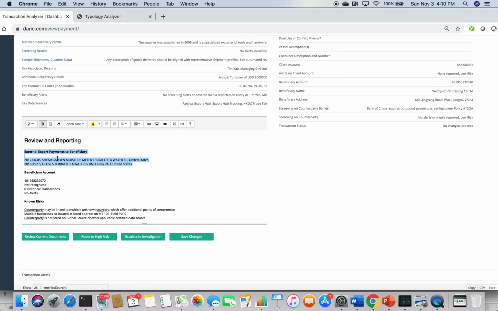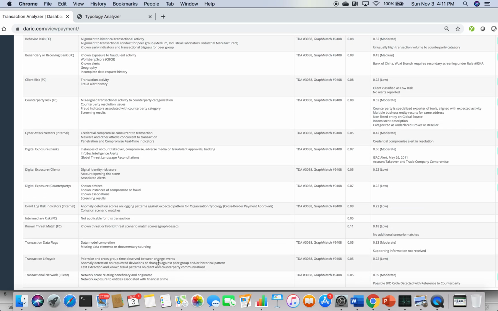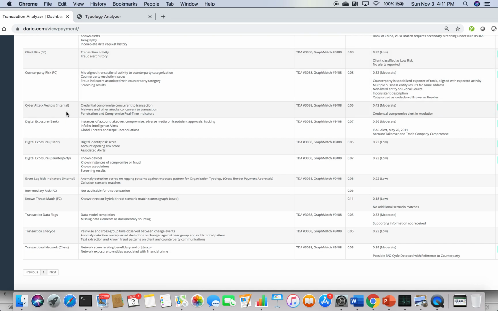We also already have a view of some of the risks, but the holistic picture is to be found in the transactional risk assessment, which looks at everything from behavior expected for this client, expected counterparties, and the categorization and risk indicators surrounding the counterparty, as well as other factors that are more linked to digital exposure that the client's bank, meaning us, the counterparty bank, the counterparty, or the client may be exposed to.